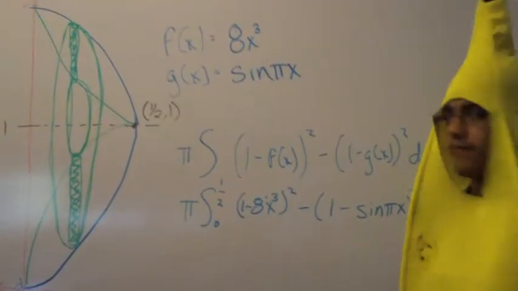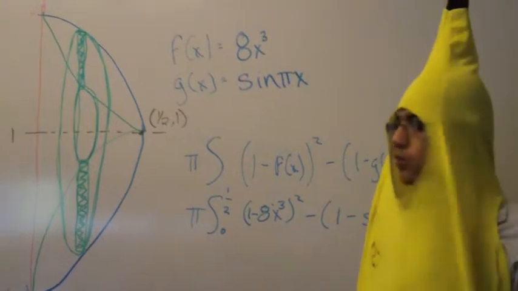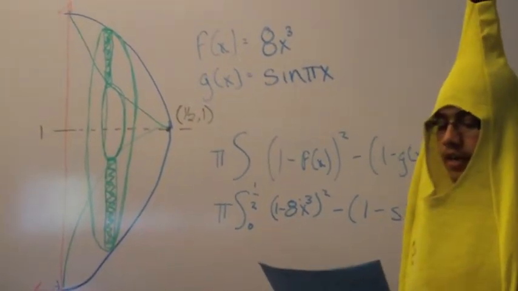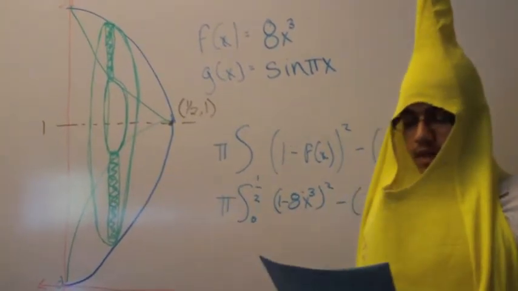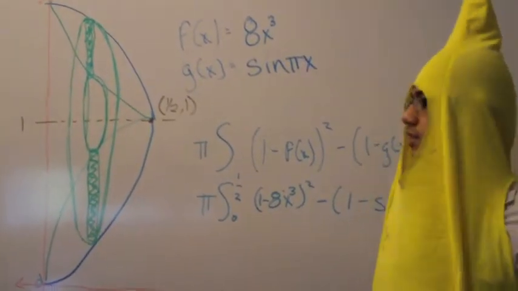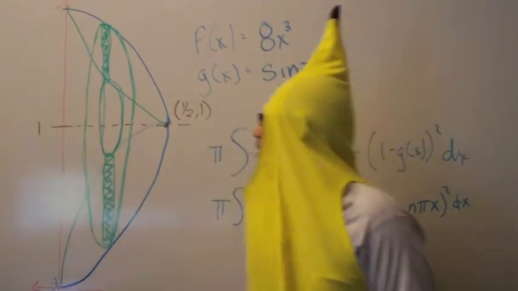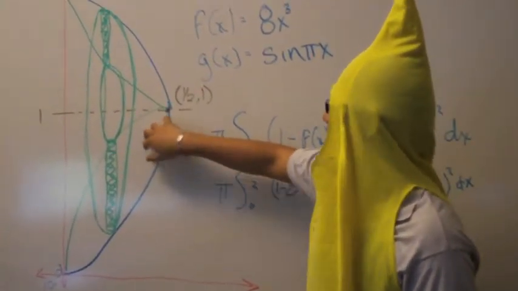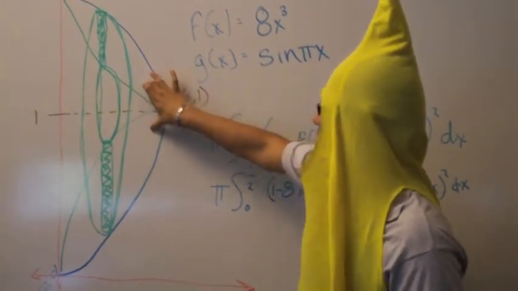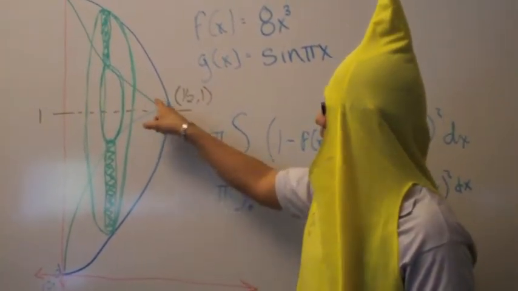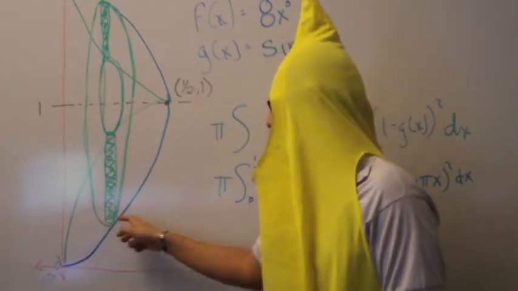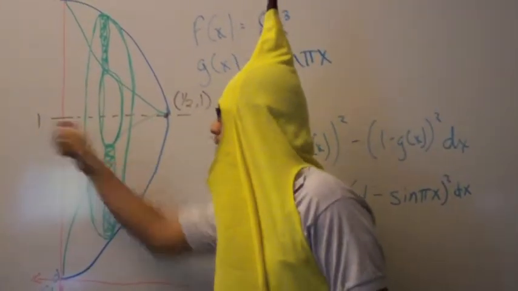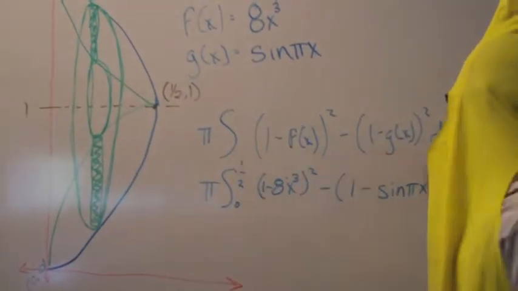All right, for part C, we have to write, but not evaluate, an integral expression for the volume of the solid generated when R is rotated about the horizontal line y equals 1. First, we make an identical copy of this graph on top over the y equals 1. Once we have that, we find a rectangle and rotate it around y equals 1. Then we use this equation.